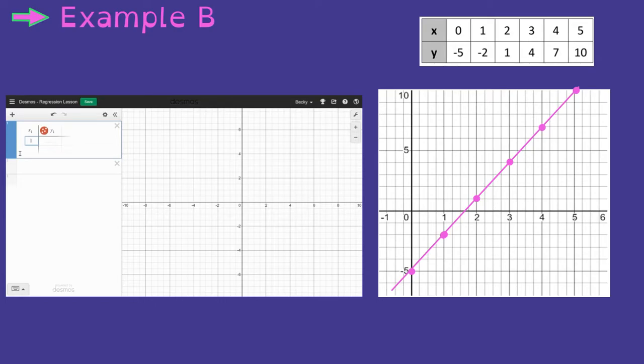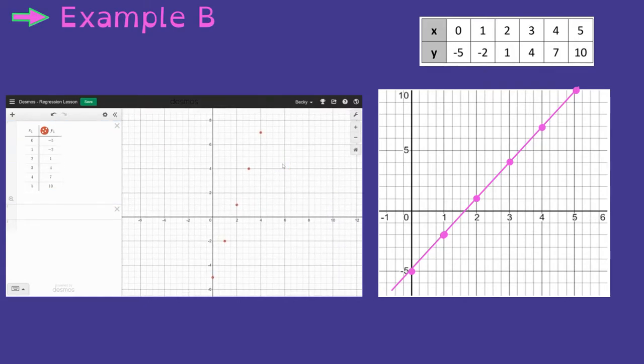Here, I'm going to enter my data points that have been given to me. In my X column, I'm going to put 0, 1, 2, all the way to 5. And then for my output, I'm going to do -5, -2, 1, 4, 7, and 10.